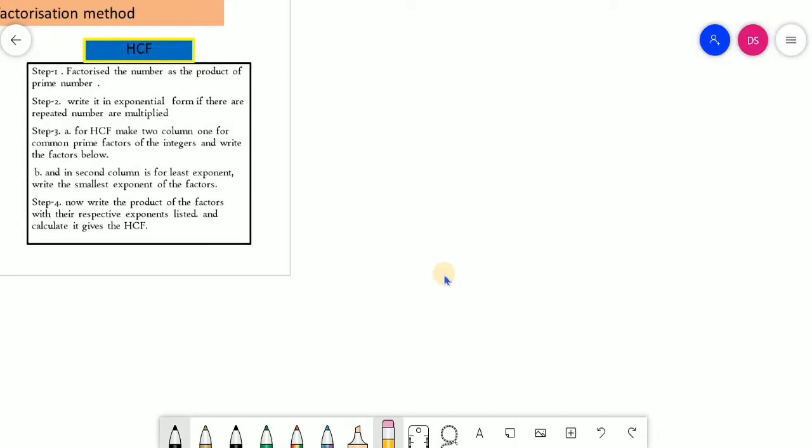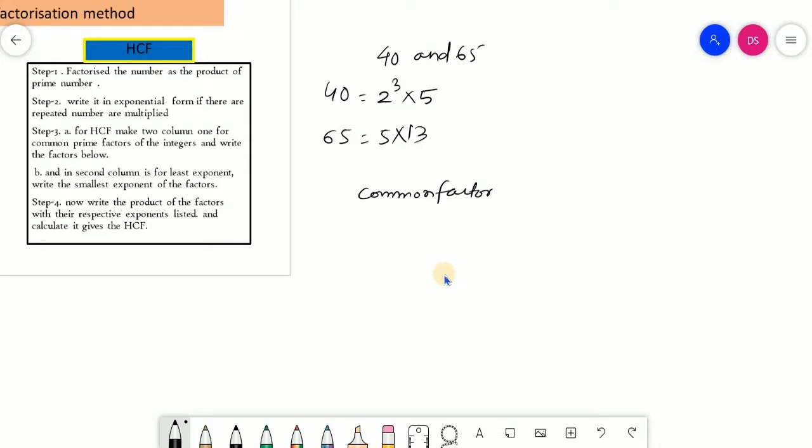Now we will discuss the calculation of the highest common factor. Same example I am taking here, 40, and the same procedure. So 40 will be, and 65 I can write here. Now the columns will change. For LCM we have taken all the factors, but here we will take the common factor, and here the least exponent, the smallest exponent of that common factor.